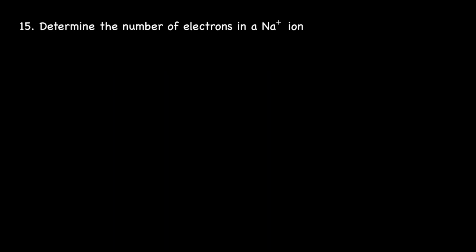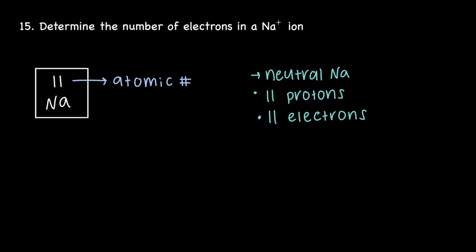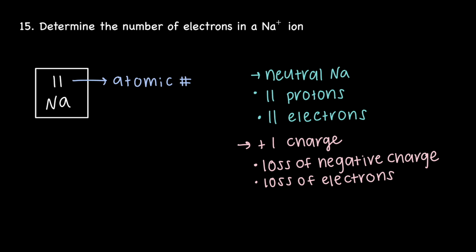Question 15. Determine the number of electrons in a sodium plus 1 ion. Sodium has an atomic number of 11, so a neutral sodium atom has 11 protons and 11 electrons. The charge is plus 1. A positive charge means the atom lost electrons, so we take the original 11 electrons and subtract 1. 11 minus 1 equals 10 electrons.